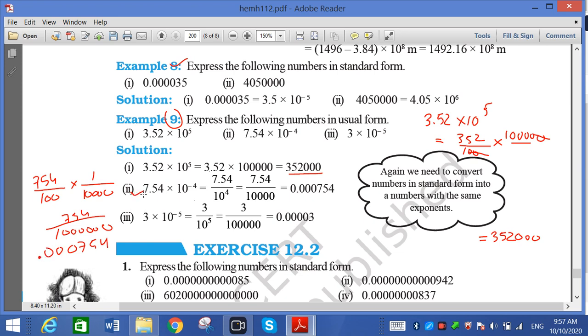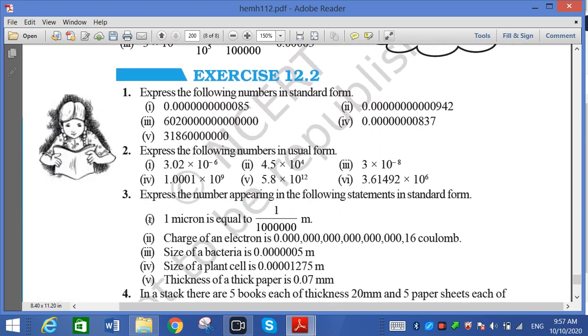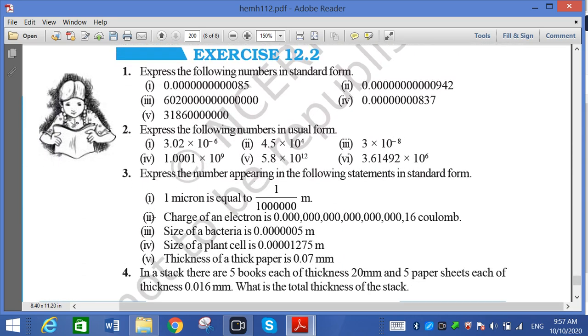So second and third are important. You have to understand properly. Then we can easily complete exercise 12.2. In 12.2 there are only 4 sums that we can discuss in the next lecture. Today it is sufficient for us. So in the next lecture we go for exercise 12.2 and we will complete this lesson with some more practice sums.